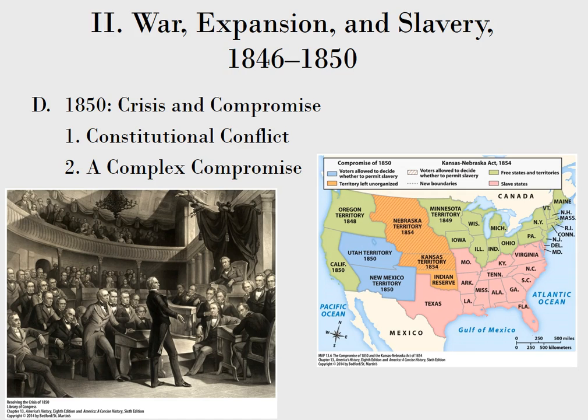They abolished the slave trade in the District of Columbia, and they established New Mexico and Utah with popular sovereignty on the slave issue. So again, giving people the choice of whether or not they are going to be a slave state or a free state. So that actually brings us to the end of this section.